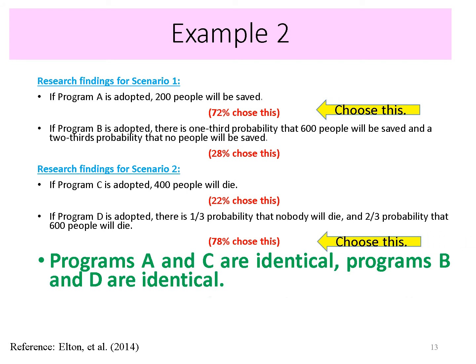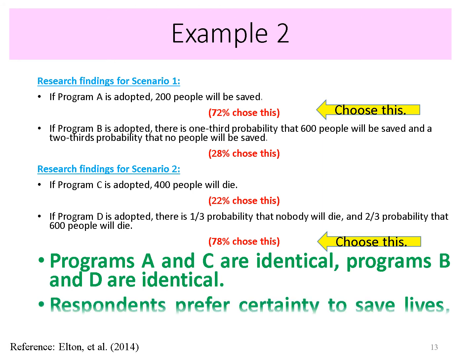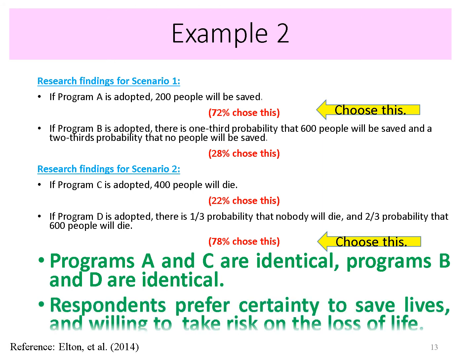Respondents prefer certainty to save lives and willing to take risks on the loss of life. They regarded potential gains and losses differently, even though there is no objective difference between the two scenarios. Investors' perceptions have affected their decisions. This phenomenon is termed as prospect theory.